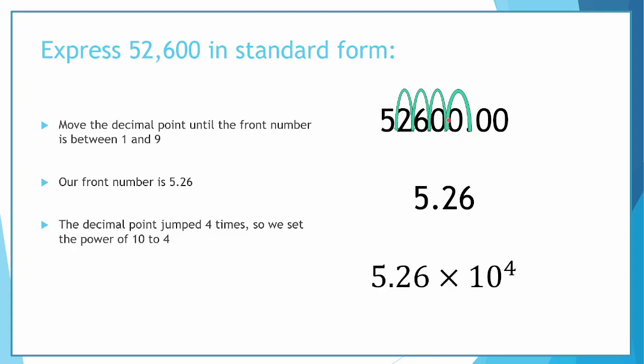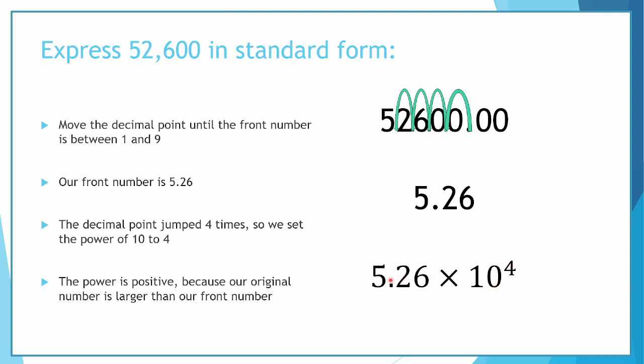And we can see that the decimal jumped 4 times. So we're going to put this all in standard form now. 5.26 is going to be our front number, times 10, like I said, that's always in standard form. And the power of 10 is 4, because our decimal point moved 4 times. And the last thing to note is that this power is positive. We don't write the plus, but this is actually plus 4.